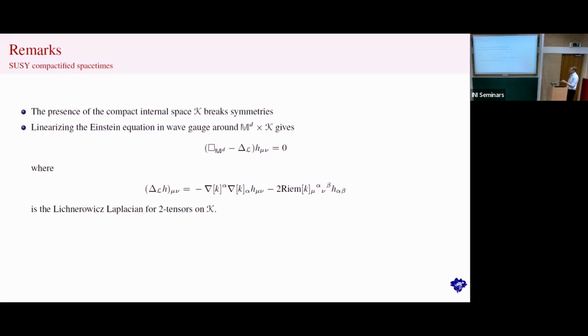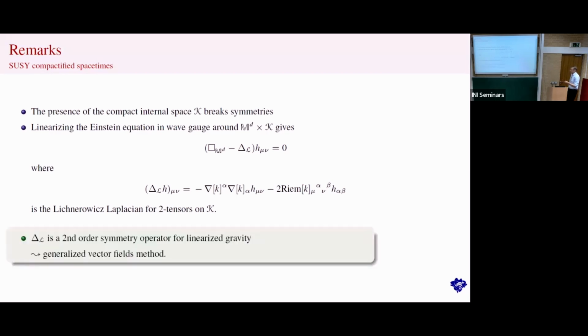this operator, which is the box, and then you have the Lichnerowicz Laplacian on the compact factor. This second order Lichnerowicz Laplacian is then a symmetry operator for the linearized gravity. So you can use that to build up a kind of generalized vector fields method to do estimates.